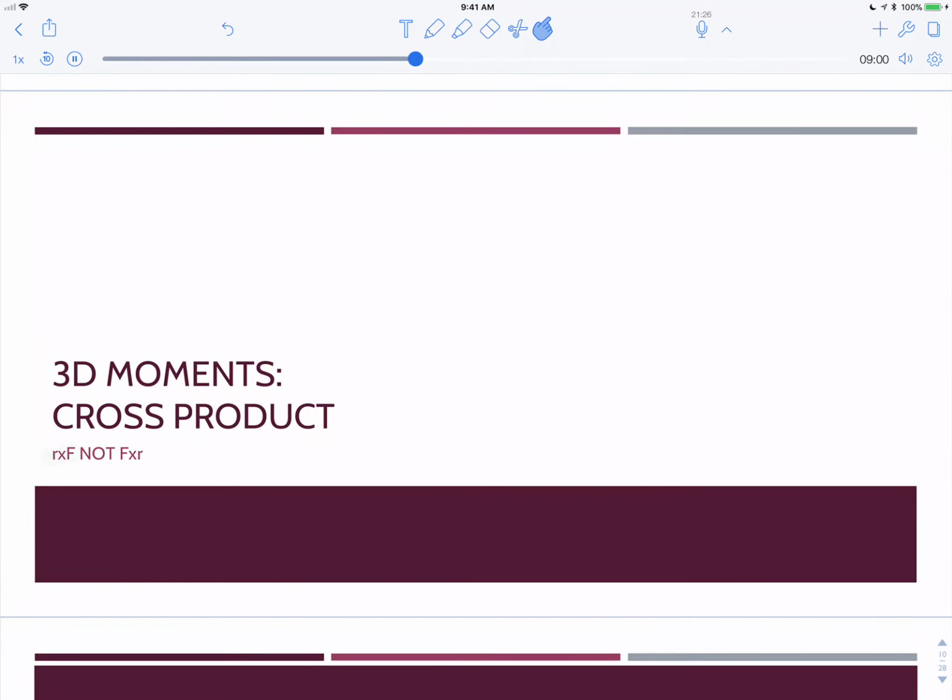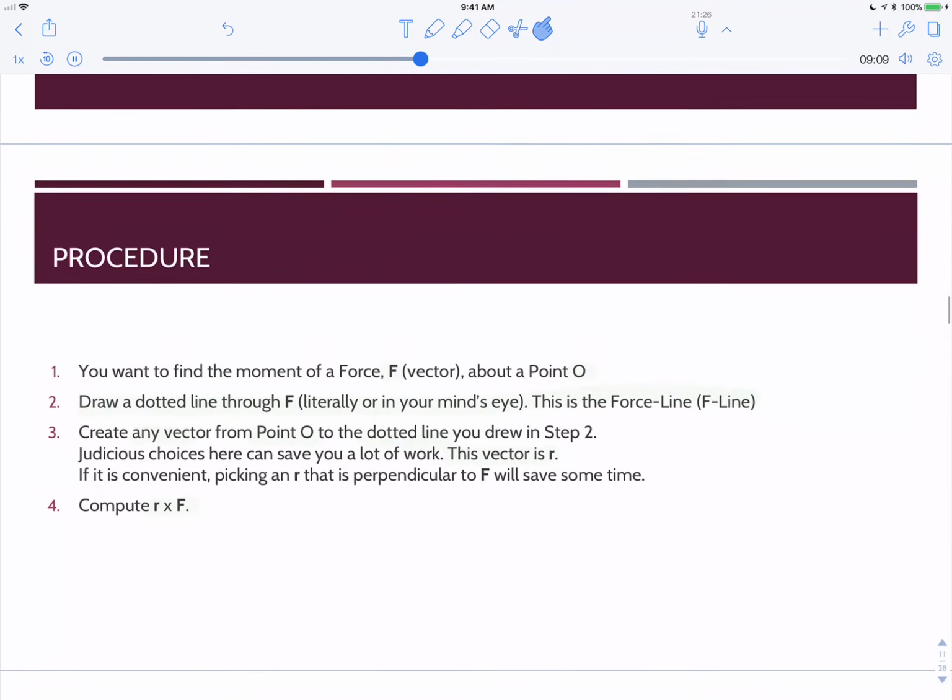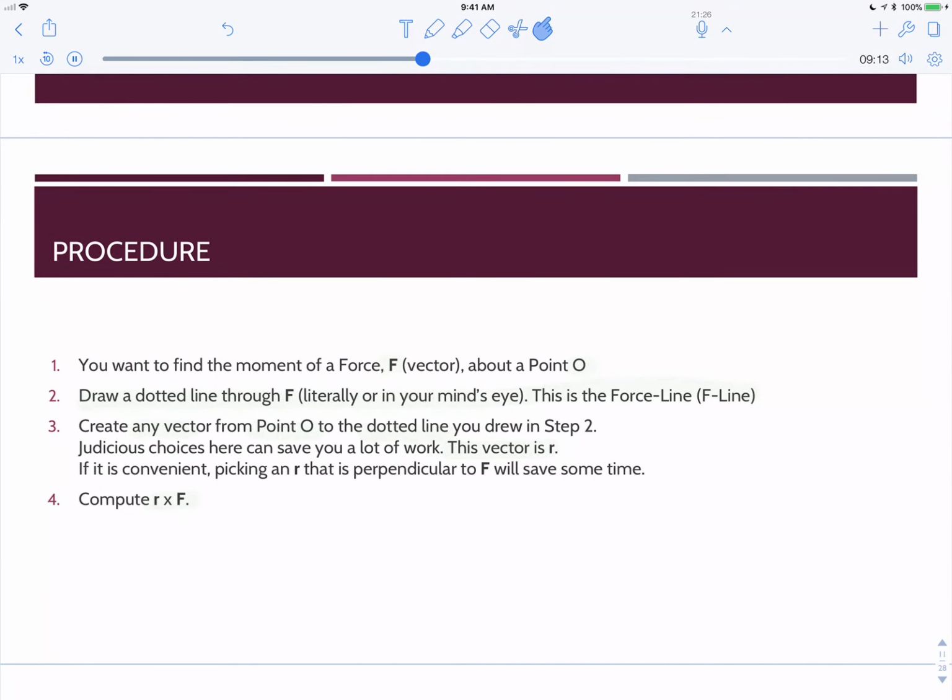For 3D moments, you have to use cross products. And you're going to do R cross F, which remember is not the same as F cross R. What you want to do is find the moment of a force, F, about a point, O. Here's what you do. You draw a dotted line through F. You can either draw this on the paper literally or just draw it in your mind's eye. This is called the force line or the F line.